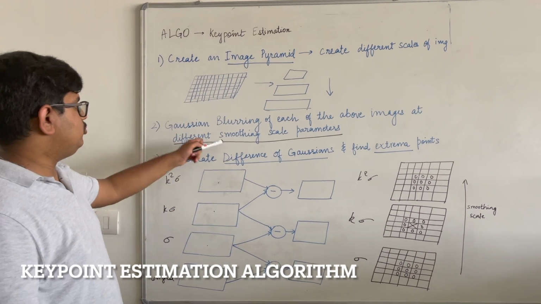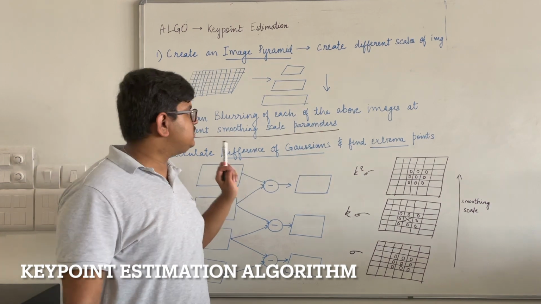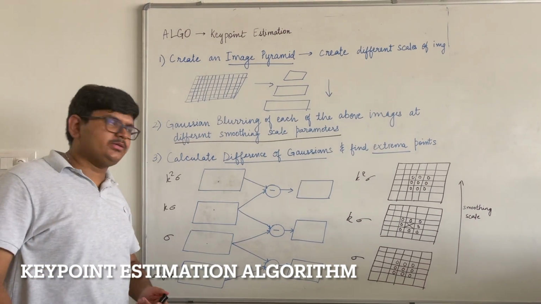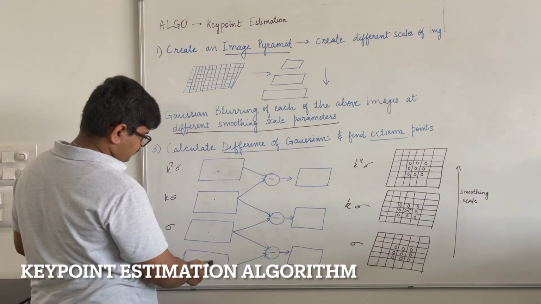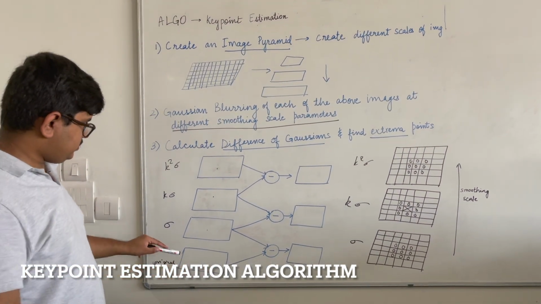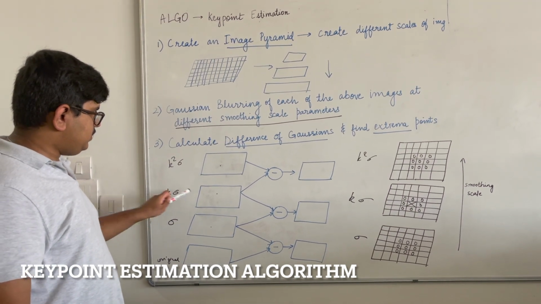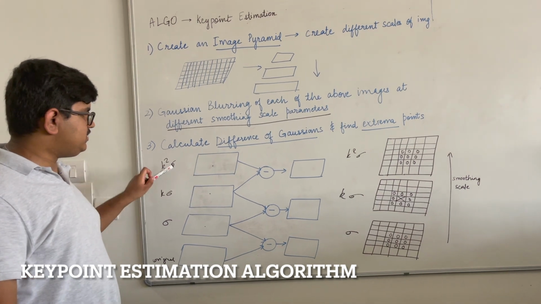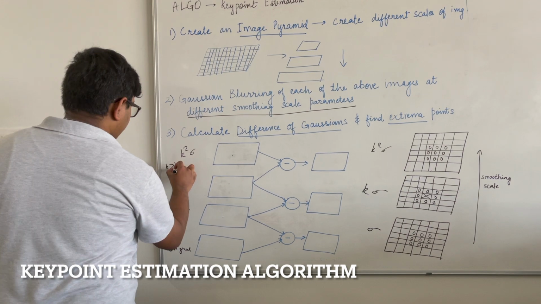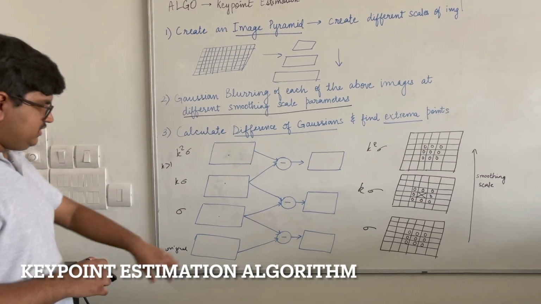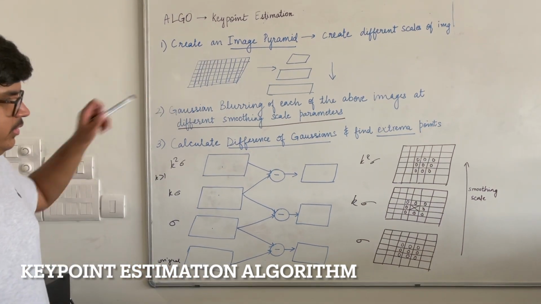Then the next step is to apply Gaussian blurring to each of the images at different smoothing scale parameters. So what that would basically mean is you take this image and put it here. This is your original image. Then this is your image Gaussian blurred with the parameter sigma. This is your image Gaussian blurred with the parameter k sigma. This is your image Gaussian blurred with the parameter k squared sigma, with k greater than 1. All these images are of the same size, and they are increasingly blurred.